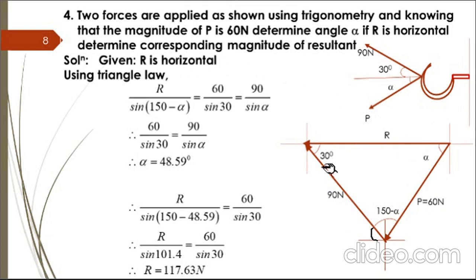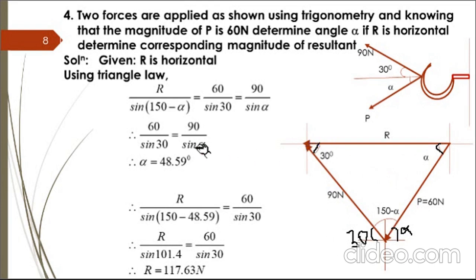Now after completing the triangle, let's determine the internal angles. So this angle is equal to alpha, then here this angle is 30 degree, this angle is alpha, and this one is 30. As this is 30 and this is alpha, the remaining internal angle is 180 minus 30 minus alpha, 150 minus alpha. So as this is alpha, this is 150 minus alpha, the remaining angle is 30 degree.